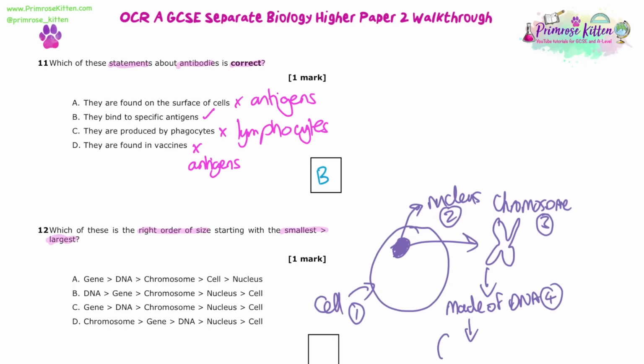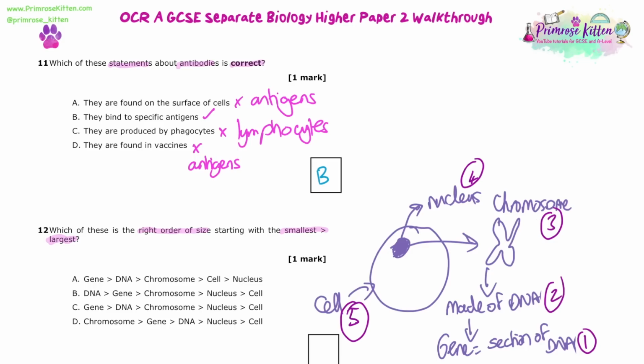And so then the smallest is the gene, because if you remember the definition of a gene, it's a section or a short section of DNA. So if that's our order, biggest to smallest, we just then need to put it in reverse order to get smallest to largest. So we have gene, DNA, chromosome, nucleus, cell. So gene, DNA, chromosome. So already we can rule out B and D because they're starting not with gene. So gene, DNA, chromosome, cell, nucleus. So that's wrong. A is wrong because cell is before nucleus and we know that the nucleus is inside the cell, so it's the other way around. So it's gene, DNA, chromosome, nucleus, cell. So it must be C.